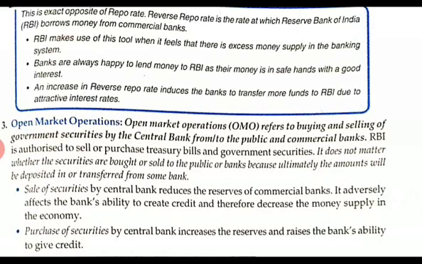So in case of excess money supply, there will be sale of securities. In case of decrease in the money supply, there will be purchase of securities. When the securities are purchased by the central bank, it increases the reserves and raises the ability of the bank to give credit. So with an increase in money supply, there will be sale of securities, and with a decrease in money supply, there will be purchase of securities. So this is the open market operation.